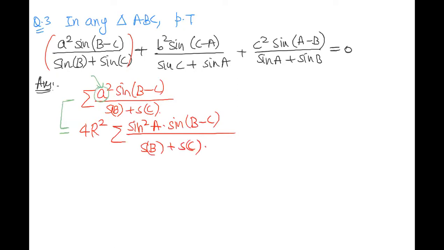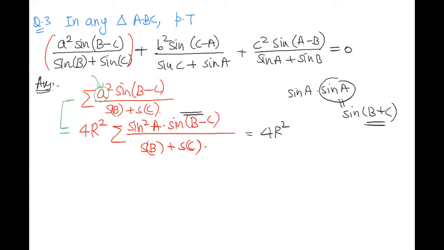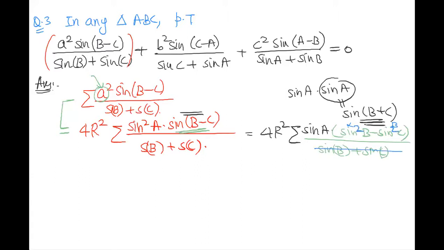Now this sine square A I can write as sine A into sine A, and one sine A I am writing as sine of B plus C. Now this is sine B plus C into sine B minus C. So this is 4R square, one sine A as it is, and one sine A written as B plus C, and this is B minus C. So this will be sine square B minus sine square C divided by sine of B plus sine of C. So this is alpha square minus beta square. Okay, so alpha plus beta cancel.